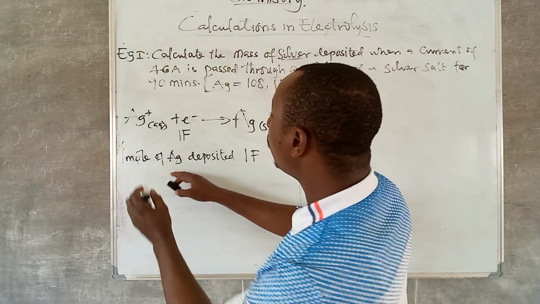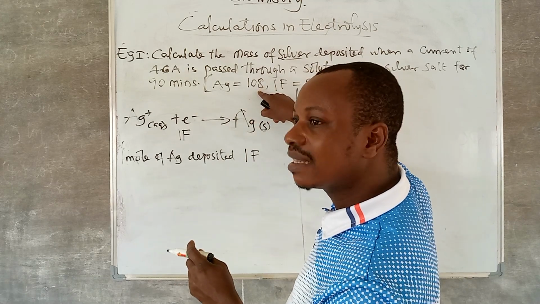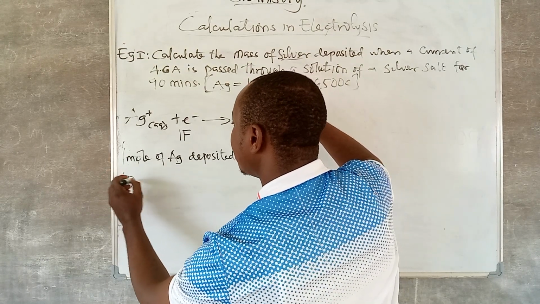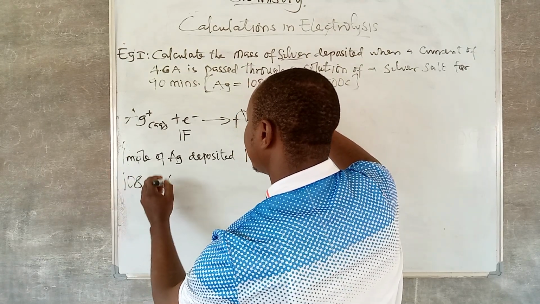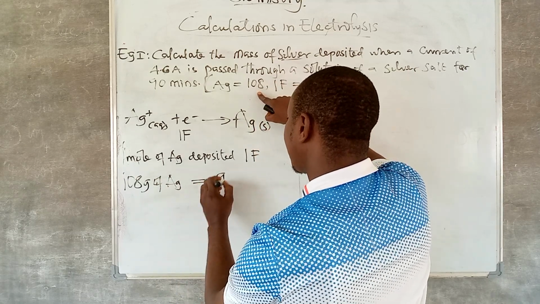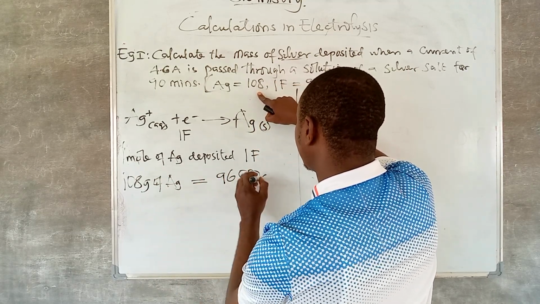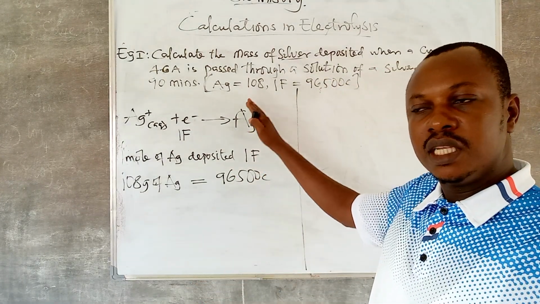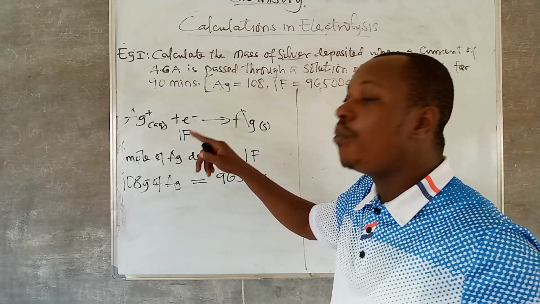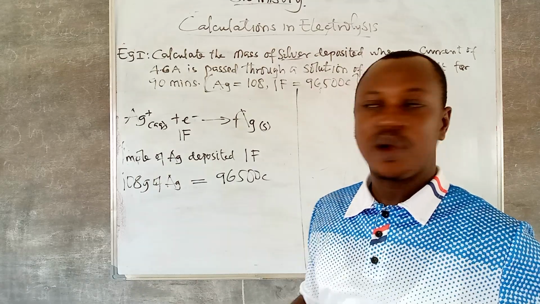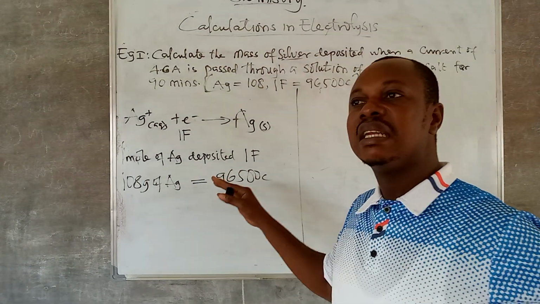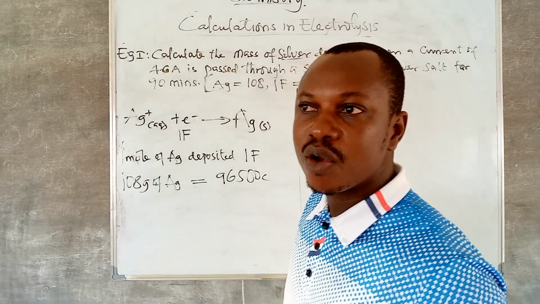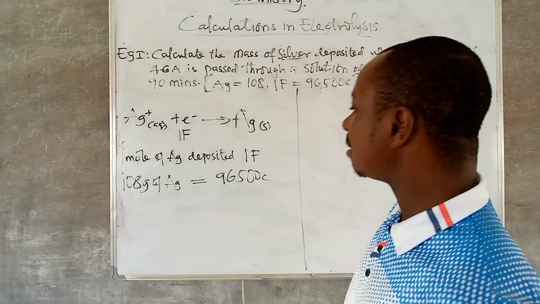And don't forget that 1 mole of silver equals 108 gram. That is the relative atomic mass of silver. This is to say that 108 grams of silver deposited 96500 coulomb of electricity. All these things are derived from the question. 1 mole of every element or every substance equals the relative atomic mass, just as 1 mole of a compound equals the relative molecular mass. That is it in chemistry.